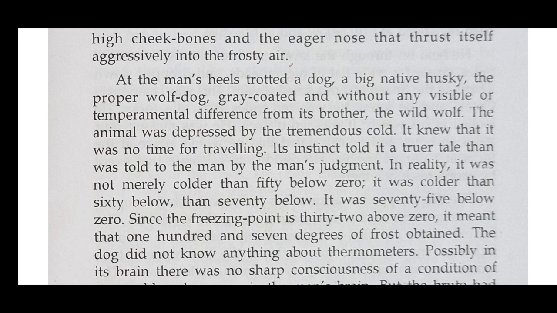In reality, it was not merely colder than 50 below zero, it was colder than 60 below, than 70 below. It was 75 below zero. Since the freezing point is 32 above zero. Now we are counting the degrees in Fahrenheit and not in centigrade. Okay, so 32 degrees above zero, that is the freezing point. It meant that 107 degrees of frost obtained.